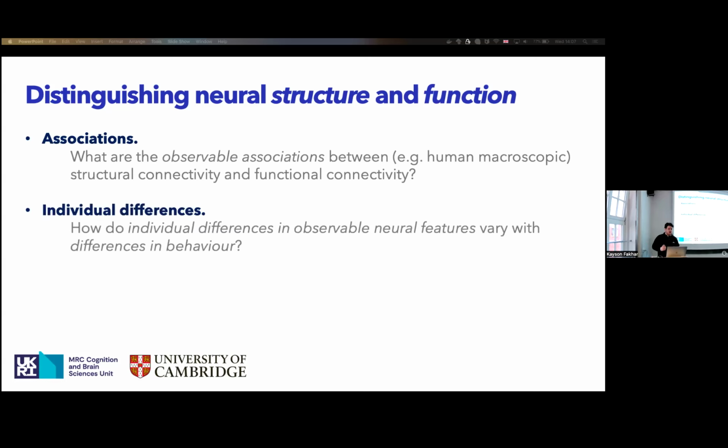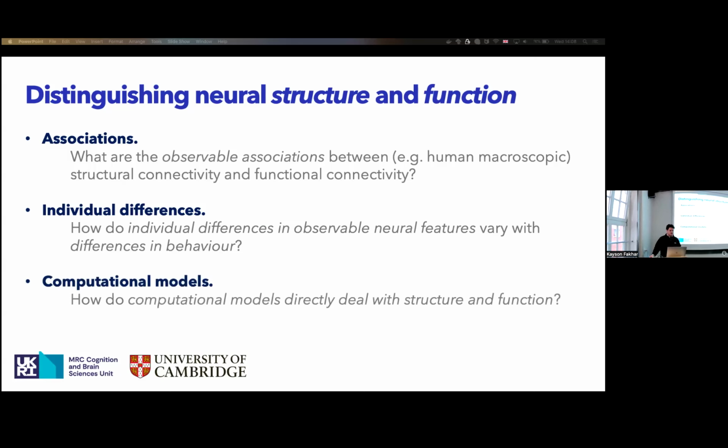Another approach might go a little bit further and look at individual differences. You might ask how individual differences in some neural feature vary with individual differences in behavior. Here, by the way, I'm conflating behavior and function, but we can come back to that later. Here you can maybe have some causal evidence. You might ask how a stroke changes behavior, for example, which involves some neural change and some change in behavior. And of course, the topic of this talk will be computational models. I was quite interested in how, if we embed structure and function directly within a model and mathematically formalize this in some way, is there anything interesting that just appears? Or is there something interesting that becomes obvious to you after the fact?